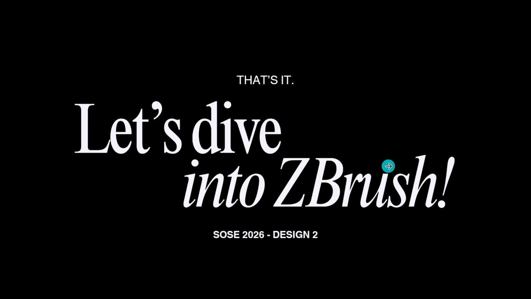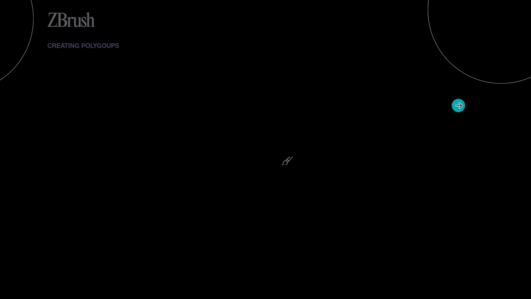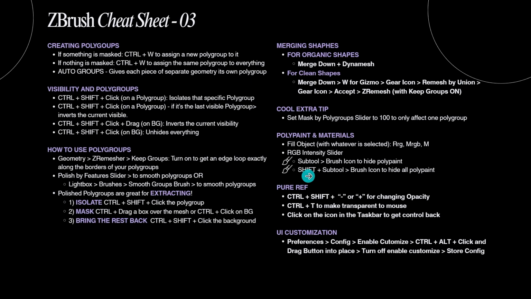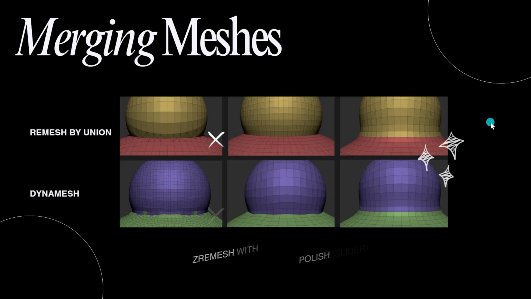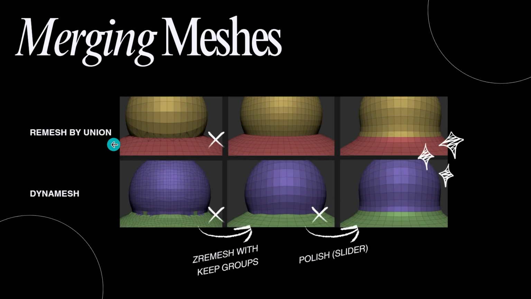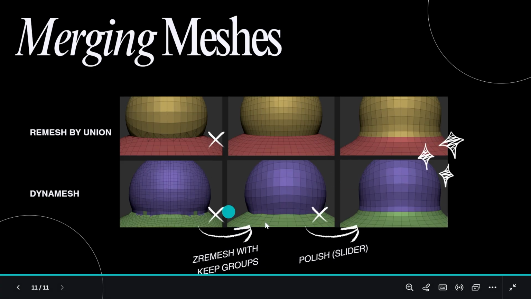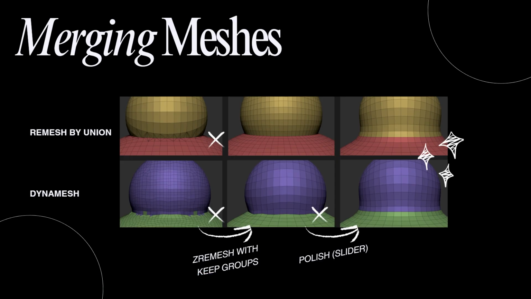And that's it for the presentation part. We'll go right into ZBrush. And this time I've, as always, prepared you a ZBrush cheat sheet and one more slide, which is concerning merging meshes. And both of these can be found in the presentations chat. And we will go over this topic together too. So I'll quickly unshare my screen and then we hop into ZBrush.